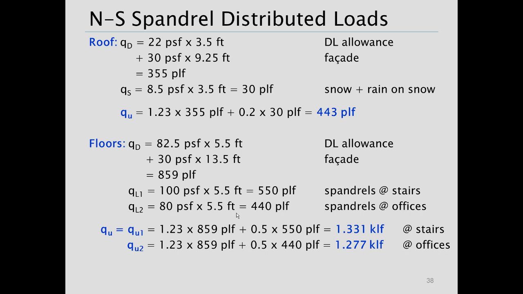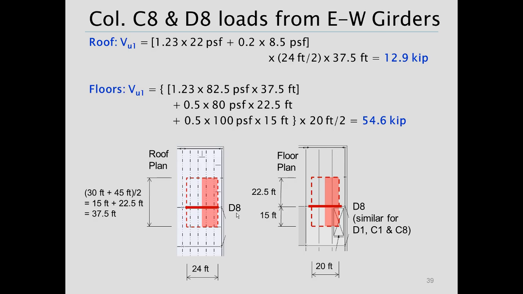And so we total everything up there for our Q sub U. 1.331 at the stairs, which is the bays where we have our braced frames, and 1.277 at the office areas that are going to dump some concentrated load onto our columns. So let's get those loads. We're going to focus on column D8 here, as a representative column load takedown.